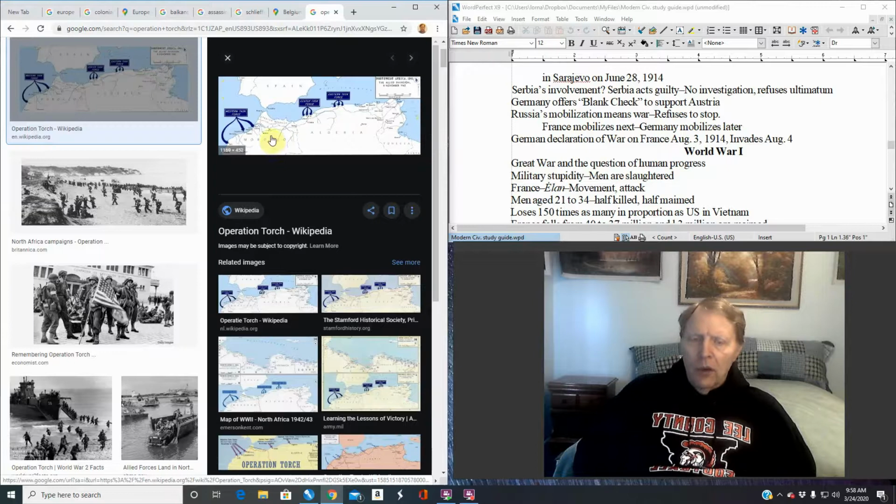Algeria and Morocco are owned by France. France is at peace with the United States. France is being pushed around by Germany, but the United States and France are at peace with each other. The French, if you ask the government, said that Algeria is every bit as much part of France as Paris is.